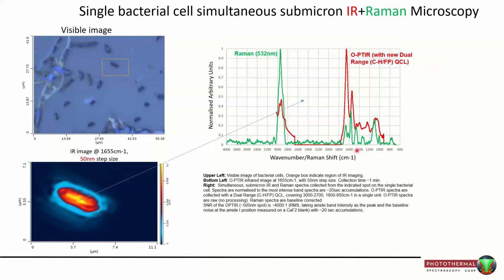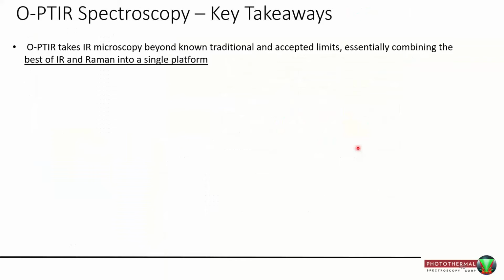But you can take advantage of the complementarity still by doing these simultaneous measurements. Okay, so my key takeaway is that with O-PTIR, we take infrared spectroscopy beyond the accepted limitations of the technique, and we bring the best of infrared and Raman into a single platform.